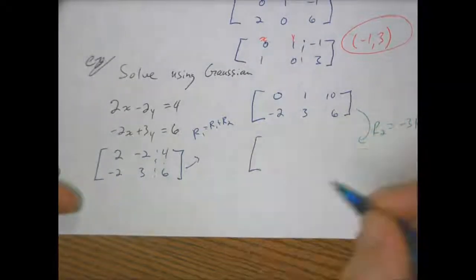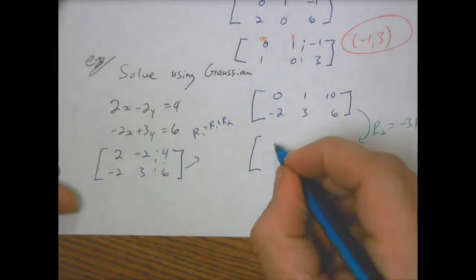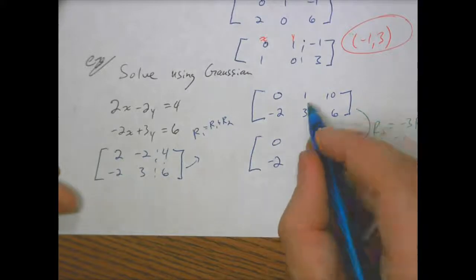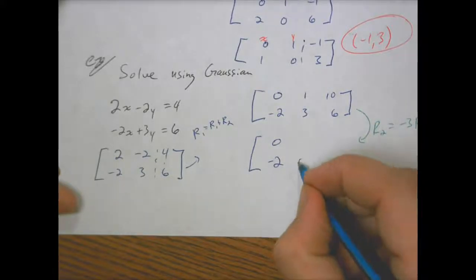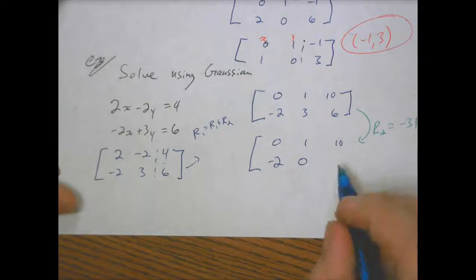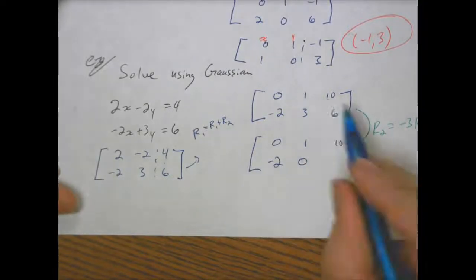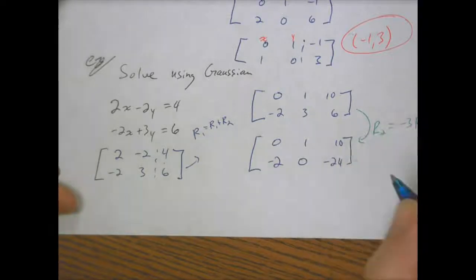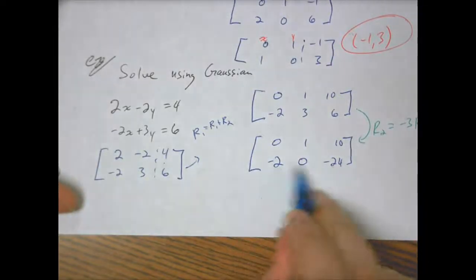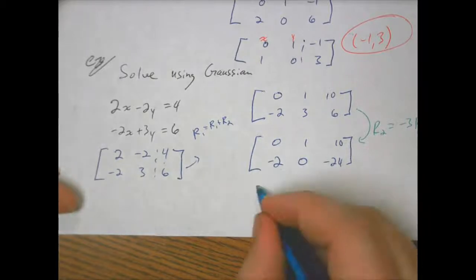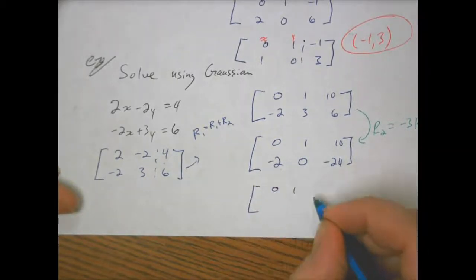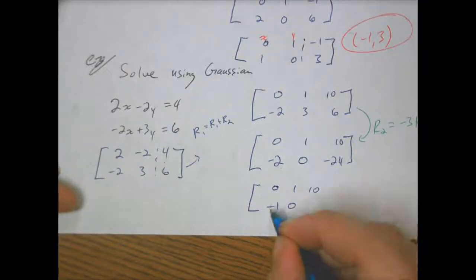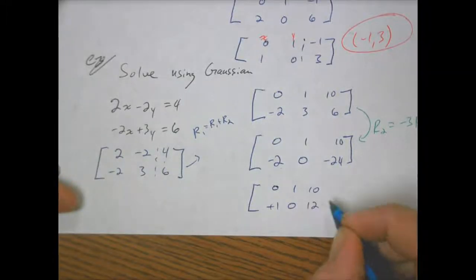So in doing this, I have 0 times -3 is still 0, so then the -2 is -2. 1 times -3 is -3, that's still 1. The top row stays the same. And 10 times -3 is -30, plus 6 is -24. Now this is a -2, so I need to divide this entire row by -2. Top row stays the same, 0, 1, 10. Bottom row becomes 1, 0, 12. So I'm dividing by -2.